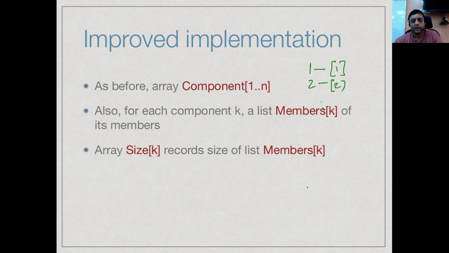Okay? But over a period of time, we could have a situation where component 4 consists of vertices 1, 2, 4, and 7. Right? So for each component, we have the list of vertices that belong to it. And we will also separately keep track of the size.